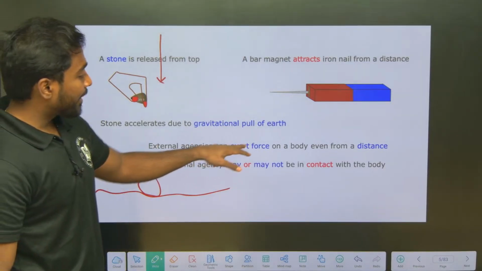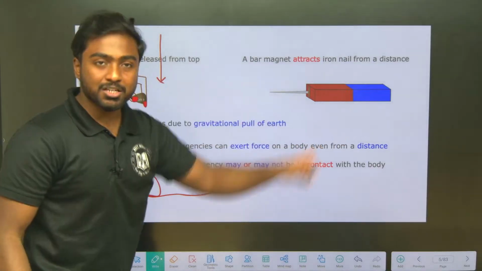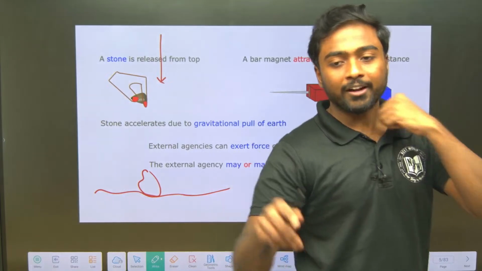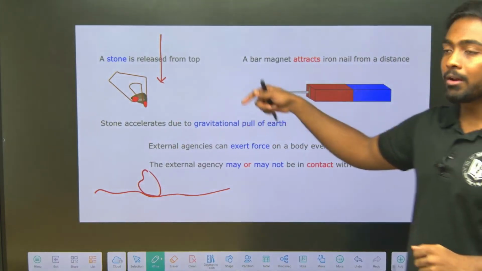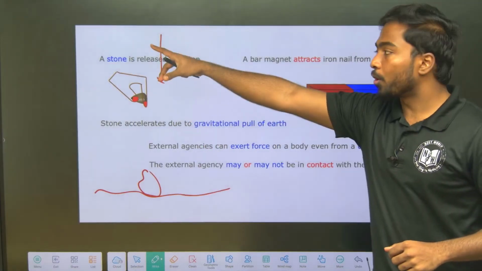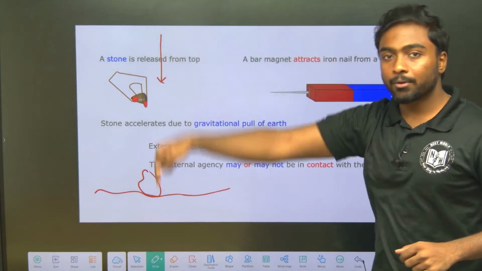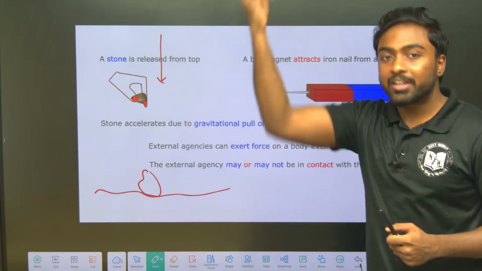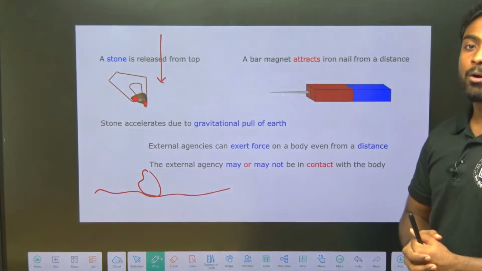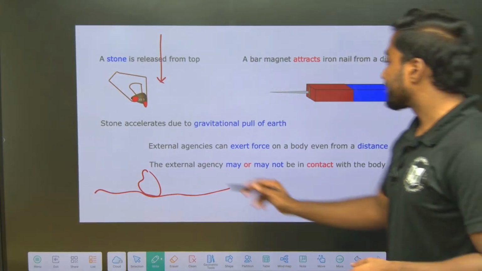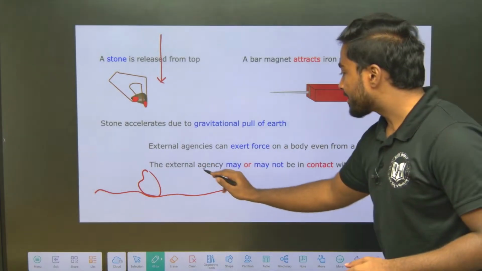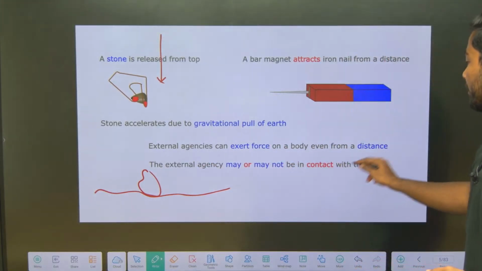An external agency can exert force on a body even from a distance. So the thing is, I can make contact with the object to give a force on it, or else, without contact also, if I leave an object, due to the external force, that is gravitational force, the stone has been pulled towards earth. So an external agency can exert force on a body even from a distance. The external agency may or may not be in contact with the body.